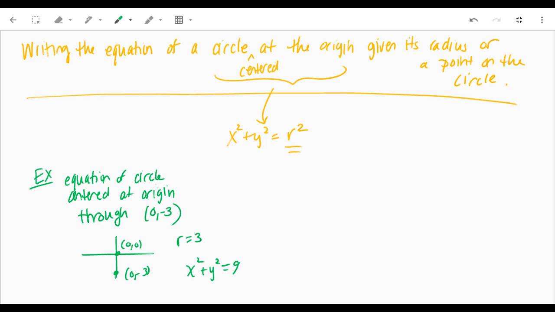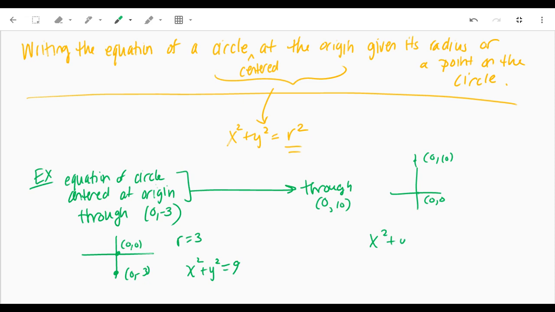I can give you another one. The equation of the circle centered at the origin through the point 0, 10. Well, if the center's at 0, 0, and it goes through 0, 10, then the radius is 10. So x squared plus y squared equals 100. That's it.